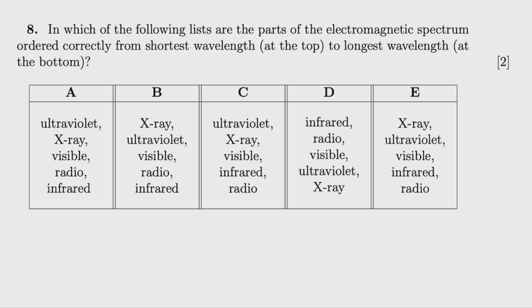be at the bottom. The first thing I want to do is to convert wavelength into frequency, because in the song, the EM waves were presented in the order of increasing frequencies. We know that c equals lambda f. So when we have the shortest wavelength, that means that we have the highest frequency. And when we have the longest wavelength, we have the lowest frequency. Now, it should be quite easy to spot the mistakes in each option. X-rays have higher frequency than ultraviolet, and radio has lower frequency than infrared. Therefore, option E should be the correct answer.